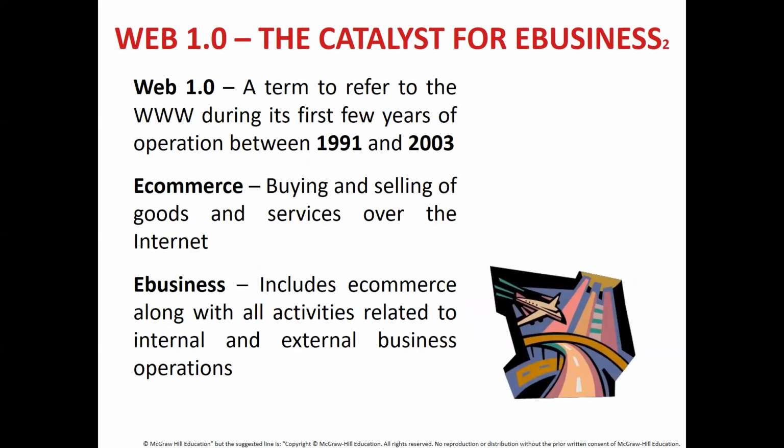Web 1.0 is the term used to refer to www, or the World Wide Web, during its first few years of operation between 1991 and 2003. E-commerce is the buying and selling of goods and services over the internet. E-business includes e-commerce along with all activities related to internal and external business operations. Electronic business opened up a new marketplace for any company willing to move its business operations online.